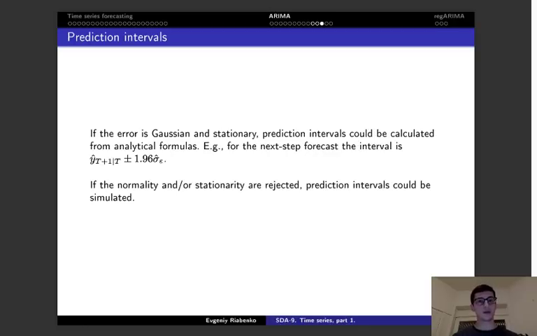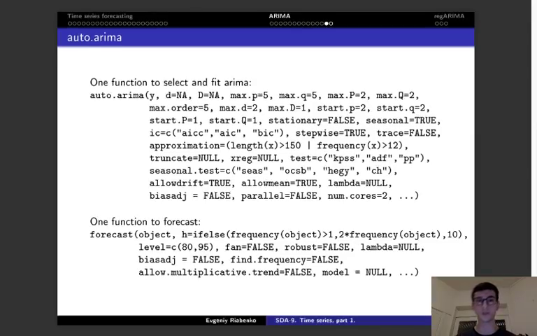We also can build prediction intervals. There are some analytical formulas for that, but this can also be simulated instead of using analytical formulas. Typically we not only make a prediction, but also do it with intervals, to get some idea of how confident our model is in its prediction. Okay, this is about R.